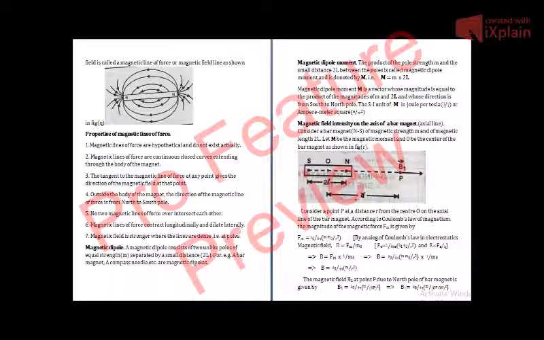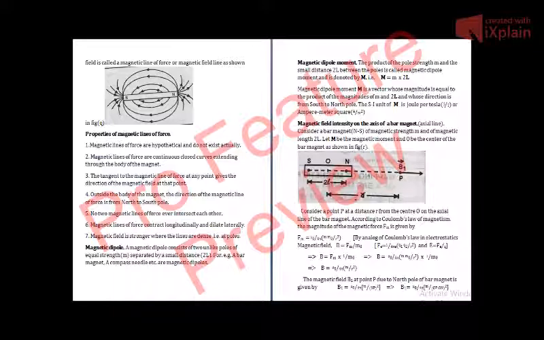Number two, magnetic lines of force are continuous closed curves extending throughout the body of the magnet. Unlike electric lines of force, which are not continuous, they are discontinuous. They originate from the positive charge and terminate on the negative charge. But magnetic lines of force are continuous, they are not discontinuous. They do not originate from anywhere, they do not terminate anywhere. So they pass through the body of the magnet.